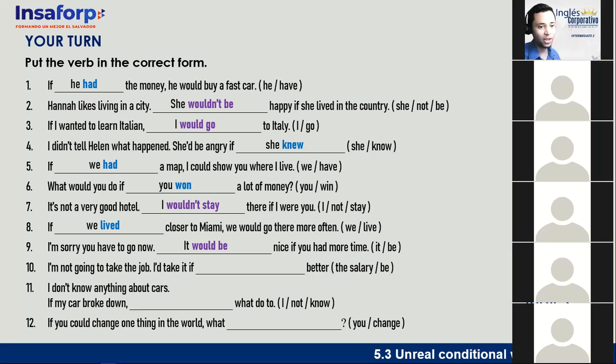Number 10. Who wants to try number 10? Number 10, please. Come on. Who's number 10? Maria Ayala. Okay. Sorry, teacher. Don't worry. I'm not going to take the job if the salary were better. Ah, usted dijo where the salary. If the salary were or was better, both are okay. So I'll take it if the salary were better, or if the salary was better. Las dos se pueden, solo que where es más formal. Okay, so very good. Thank you, Maria.